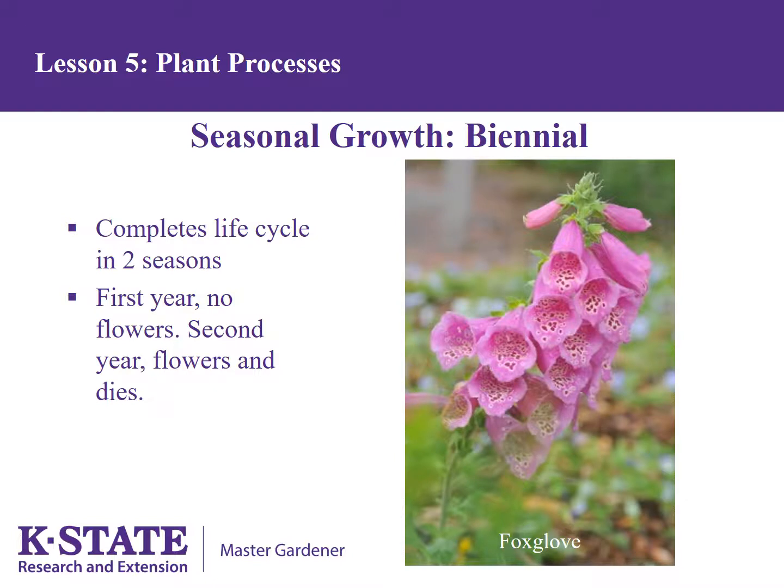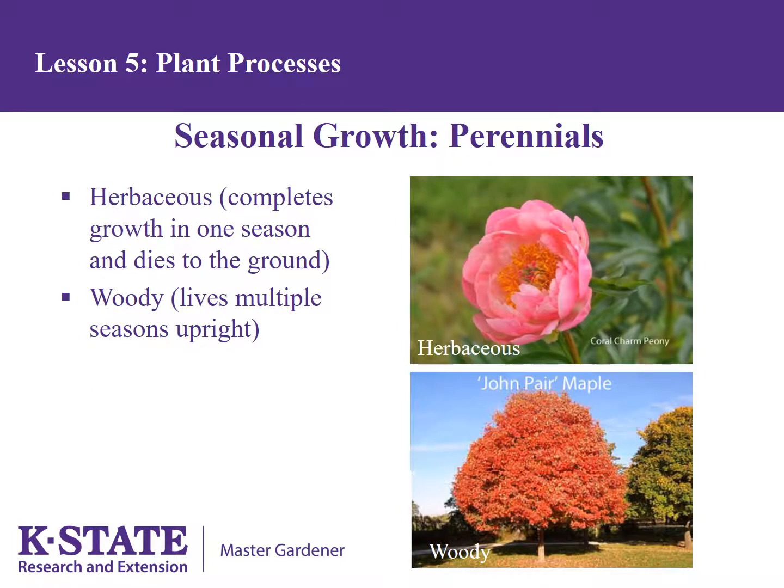Biennials are flowers that take 2 seasons to complete their life cycle. The first year, the plant grows but produces no flowers. The second year, the plant flowers and then dies. Foxglove and hollyhock are biennials, even though there are some varieties that act as annuals and bloom the first year. Herbaceous perennials live from year to year but die to the ground each fall. Our perennial flowers such as hosta, iris, and peony are examples. Woody perennials would include trees, shrubs, and woody vines that have above-ground parts that survive the winter and live for many years.